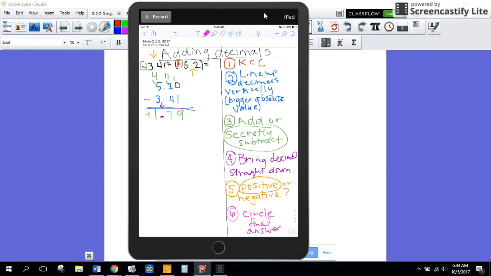Okay, so circling. I notice I've got my sign, I've got my decimal point, and let's just check to make sure our answer makes sense. So 5 is close to 5. 5.2 is close to 5. 3.4, if we round it, rounds down to 3. 5 minus 3 is close to 2. And this number that we came to is relatively close to 2, which means our answer makes sense.